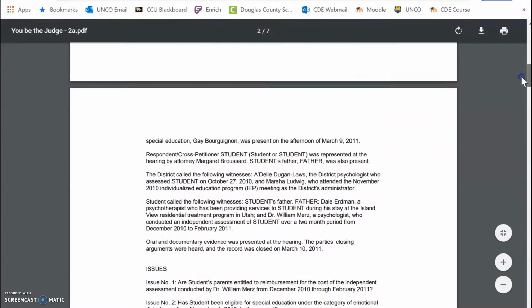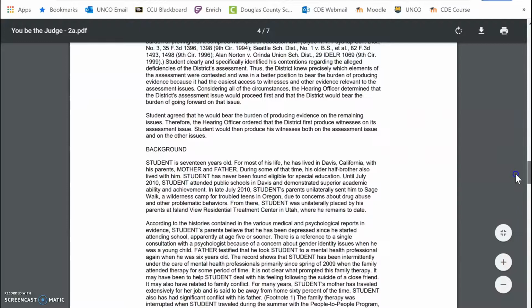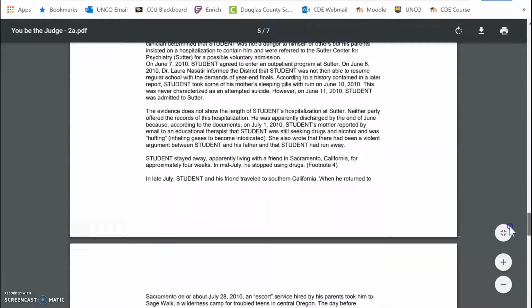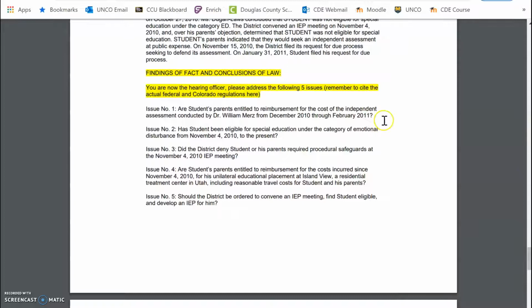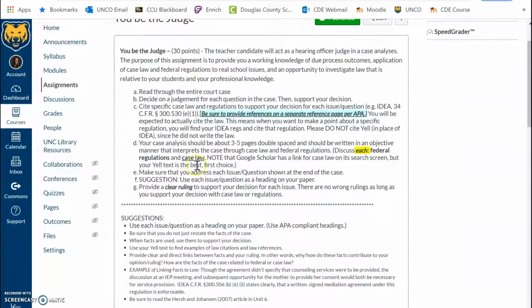So you'll be presented with a lengthy case here. You'll be able to review all of the information, get familiar with the situation, and then you'll be presented with these issue questions. So becoming quite familiar with the case by reading and reviewing it, you will then cite state or federal law, regulation. You'll cite those statutory laws, and you will cite case law as well. So keep in mind on the rubric, we need regulations and case law. And your yellow text can help you out a lot with that.